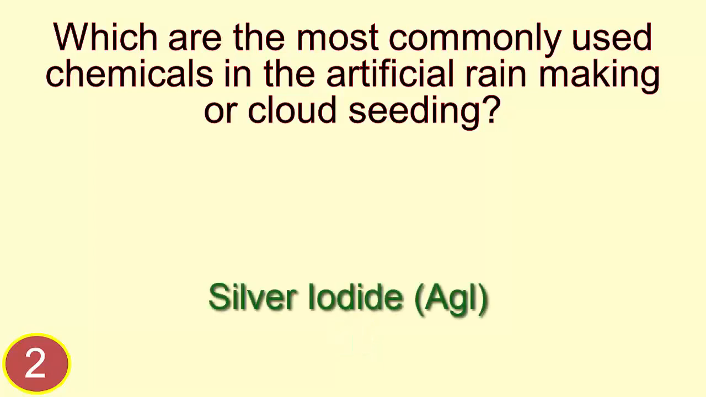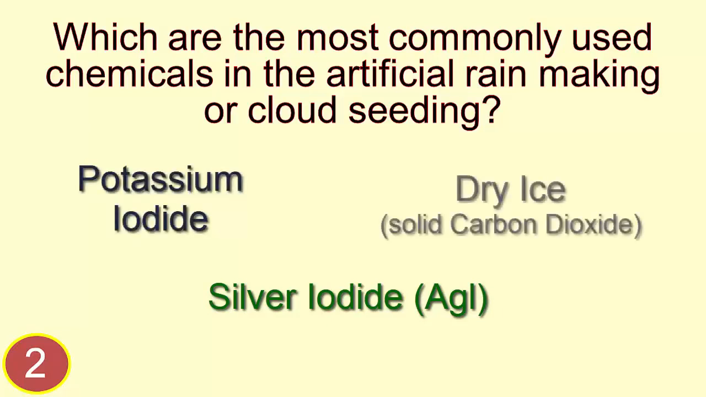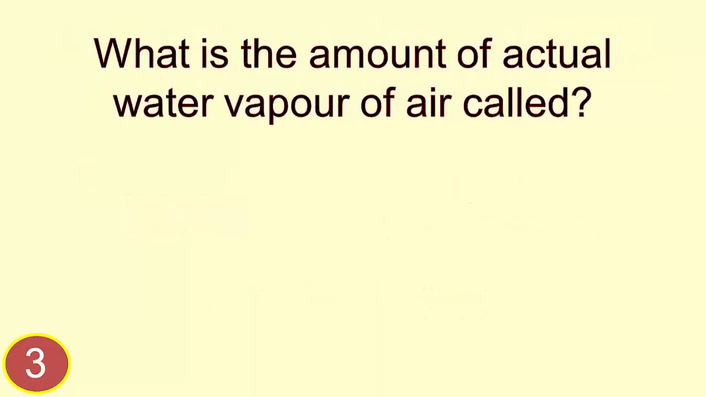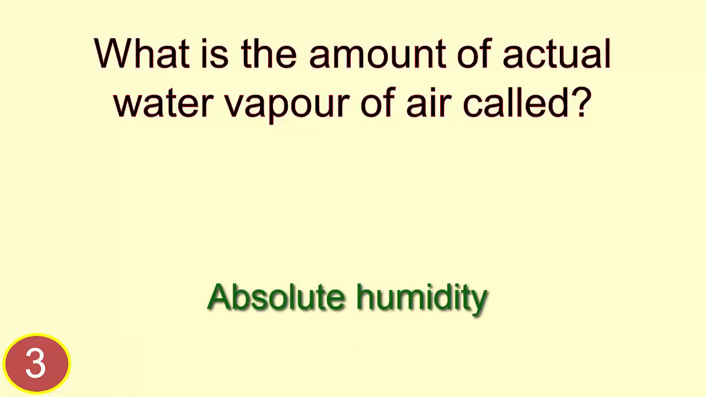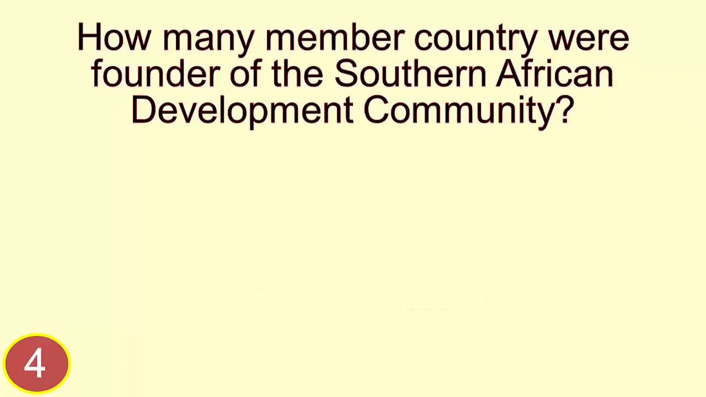Answer is silver iodide. The most common chemical used for cloud seeding includes silver iodide, potassium iodide, and dry ice. What is the amount of actual water vapor of air called? Absolute humidity. How many member countries were founder of the Southern African Development Community?